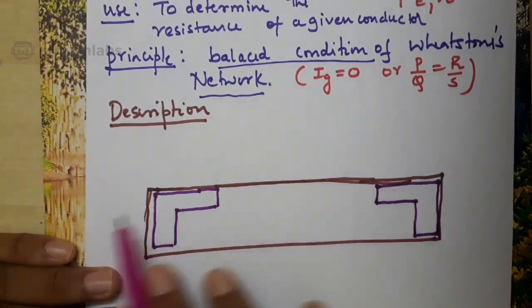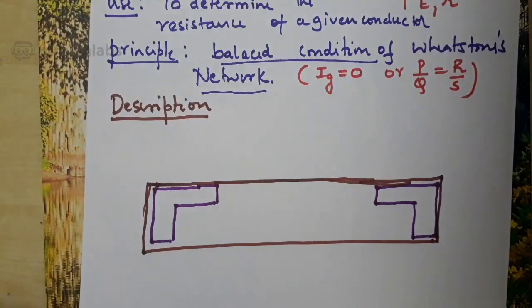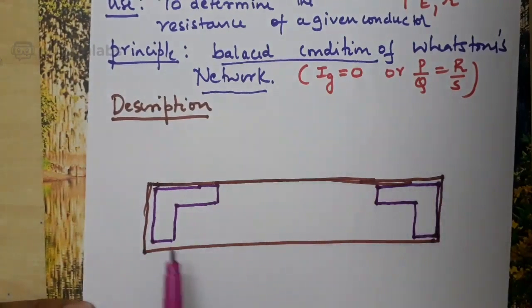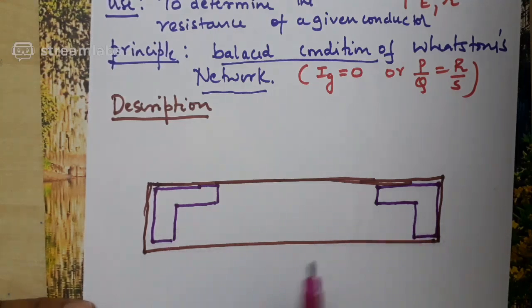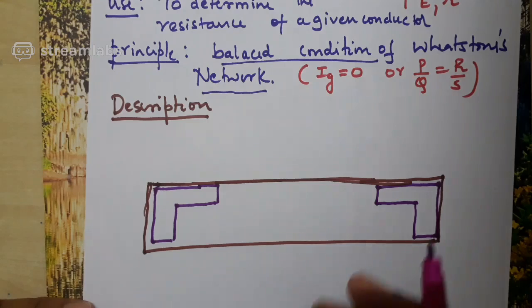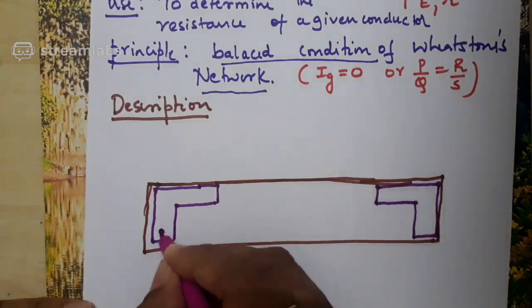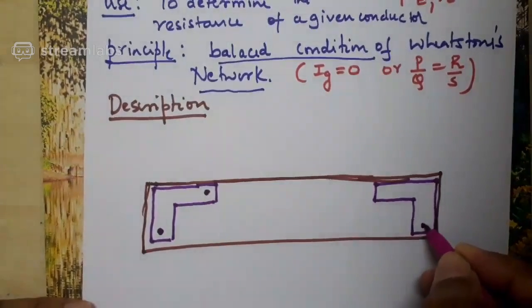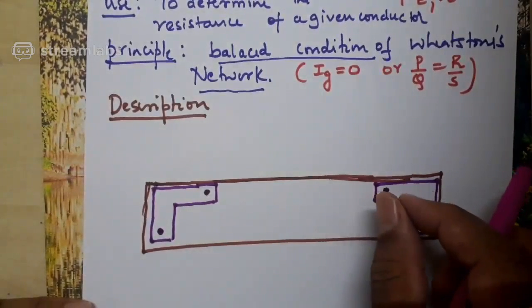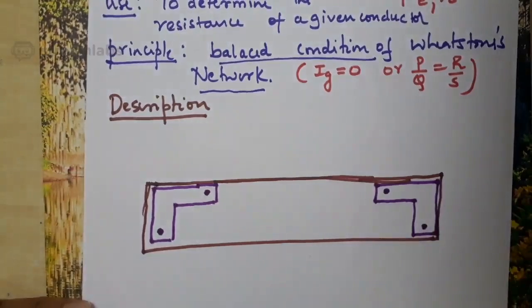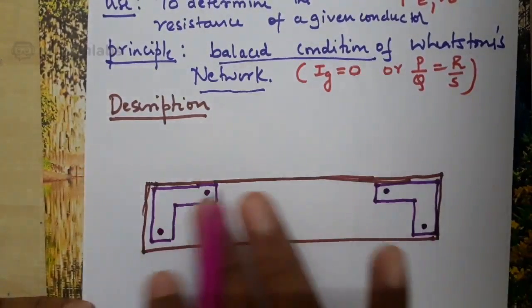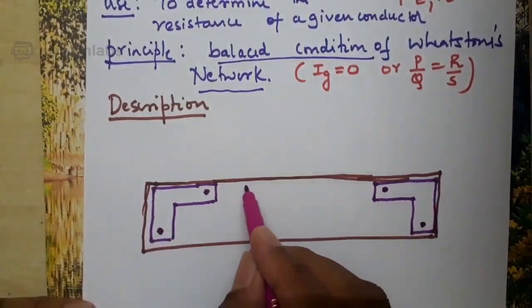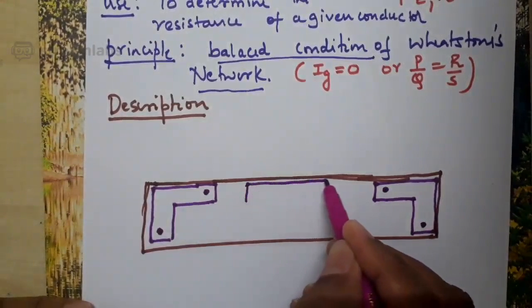I said it consists of a rectangular shaped wooden frame. On either end there are two L-shaped metal strips. These metal strips have a negligible resistance. Just like your copper wire, they are conductors, obviously they will have some resistance, but it is negligible. And these dots which I am marking represent the terminals in the L-shaped metal strip used for a connection. On this wooden frame again, between the two L-shaped metal strips, there is one more metal strip.